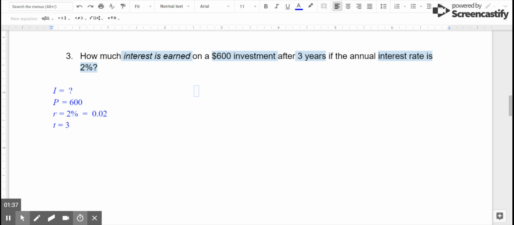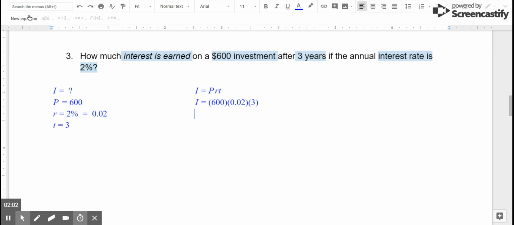So the next step is to just plug these values into our formula. We're using I equals PRT. We don't know what I is, but we know P, R, and T. So let's plug these values in. We're solving for I. Our principal is $600. Our rate is 0.02. We're doing this over the course of 3 years.